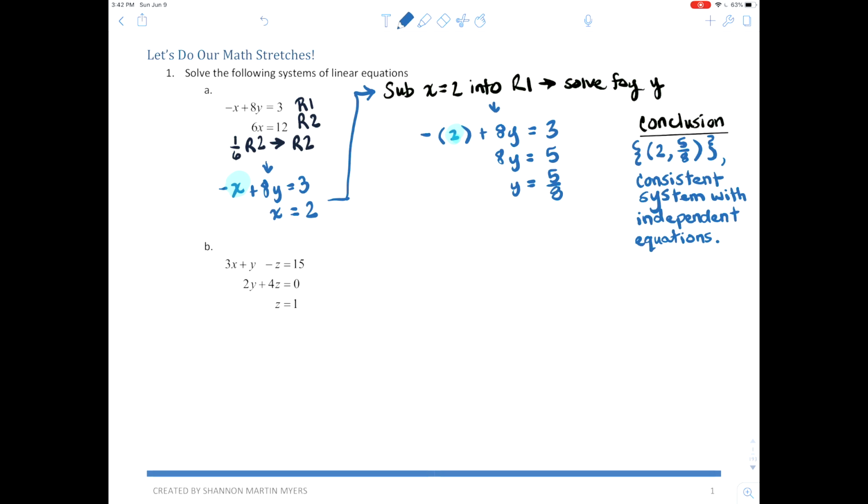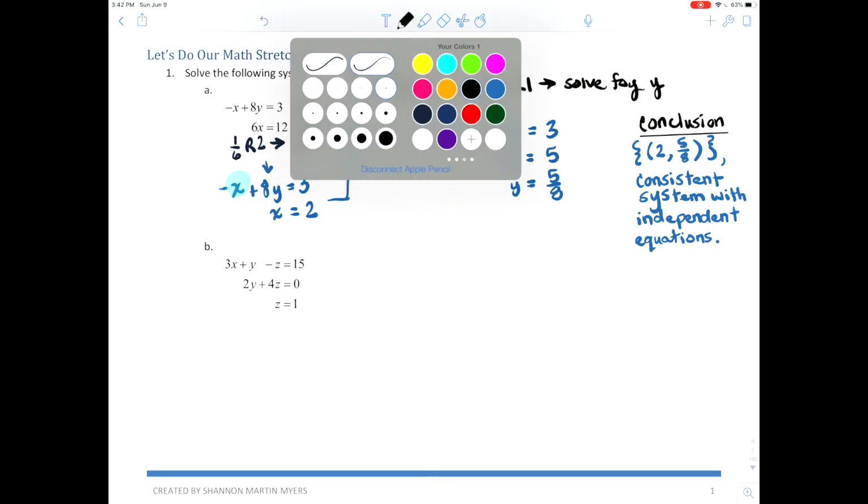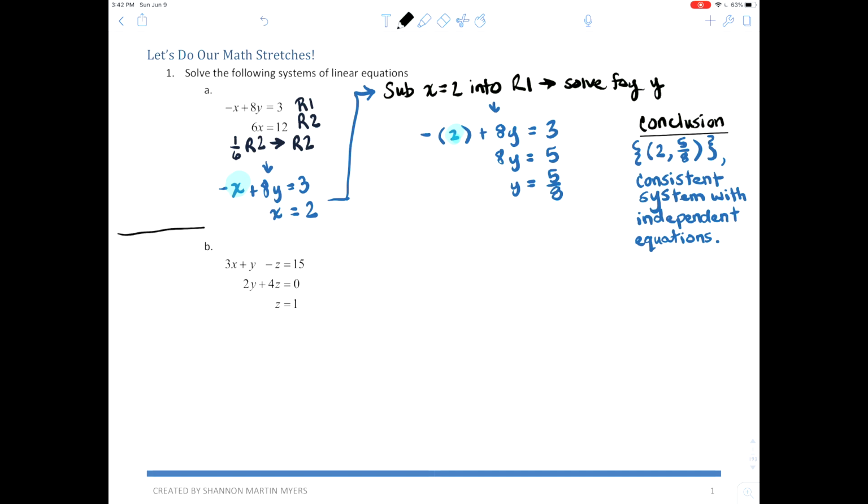Now, I know that you may be sort of thinking, oh my gosh, why are we doing this? I'm in linear algebra. I'm way more advanced than this.